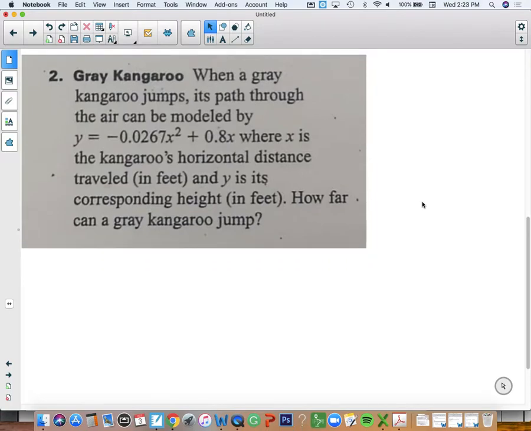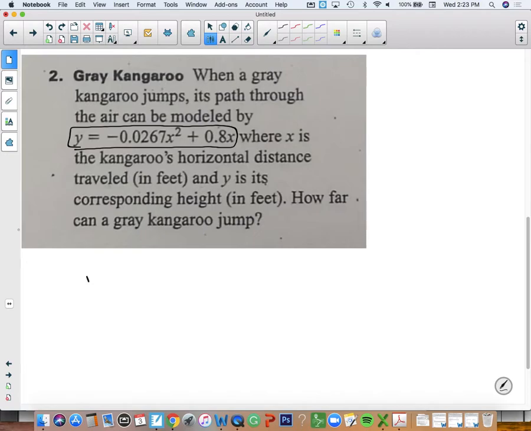Okay, so you got the gray kangaroo. He is jumping, and that's the equation that modeled the kangaroo's jump right here. All right, so same kind of concept with the dolphin, but now we're doing a kangaroo. And it's not as easy because it's not factored for you.